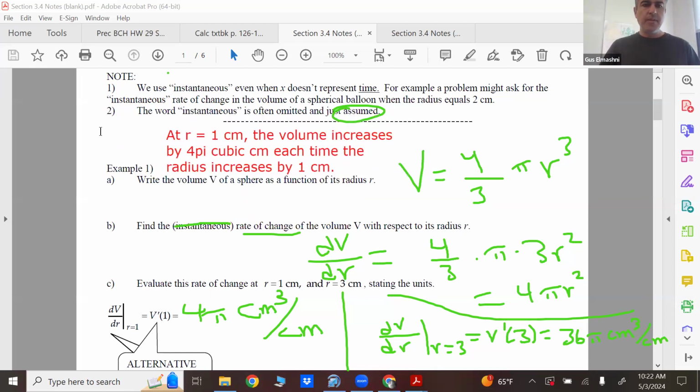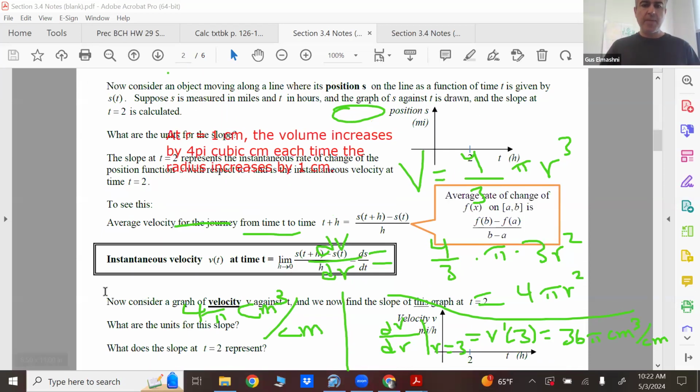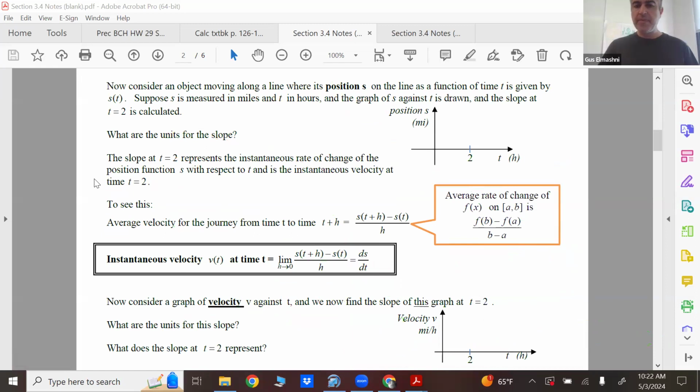Cool. Let's keep on moving. Now, let's talk about linear motion. So this is a lot of physics going on here. Usually we use the letter S to represent position. Position means how far you are from a certain starting point, right? So suppose S is measured in miles, T in hours, and you graph S versus T, and you want to find the slope.